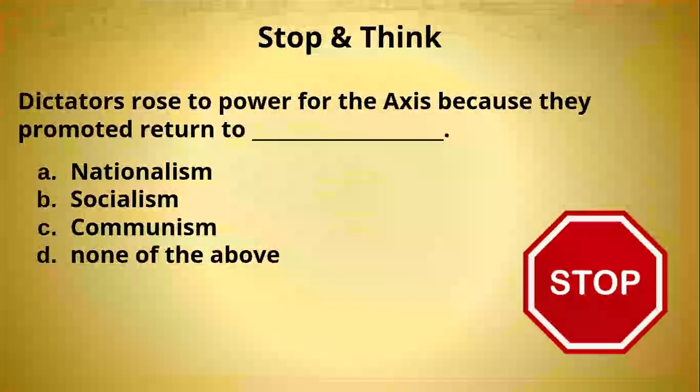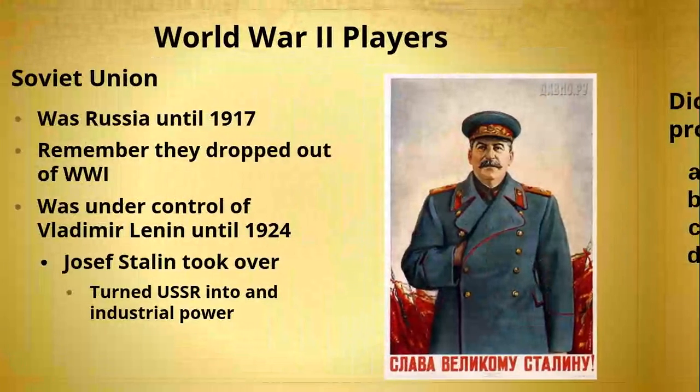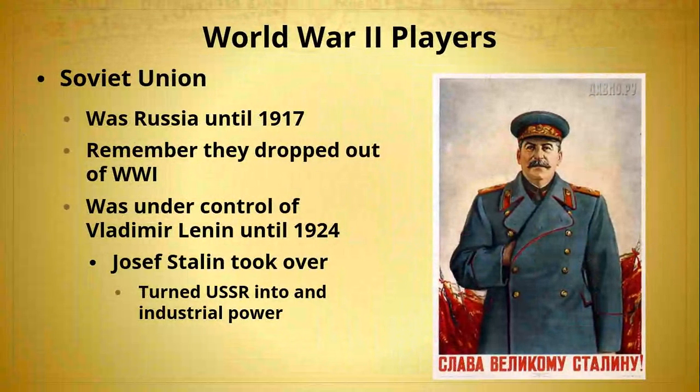So, second question: the dictators that rose to power during this time for the bad guys, the Axis, believed that they promoted a return to what? Then the air quote good guys, the Allied sides of World War II. The Soviet Union, Joseph Stalin. We already kind of talked about him. Check that. No, we haven't. That's coming in a future lesson about communism and how this is going to shape the world.